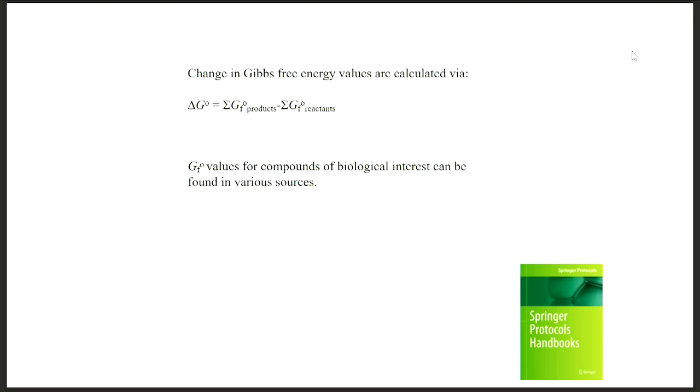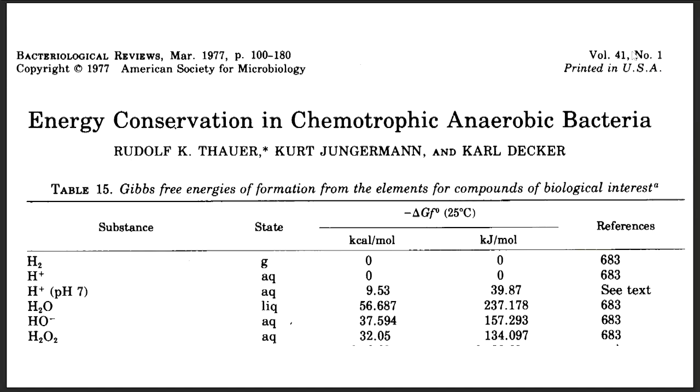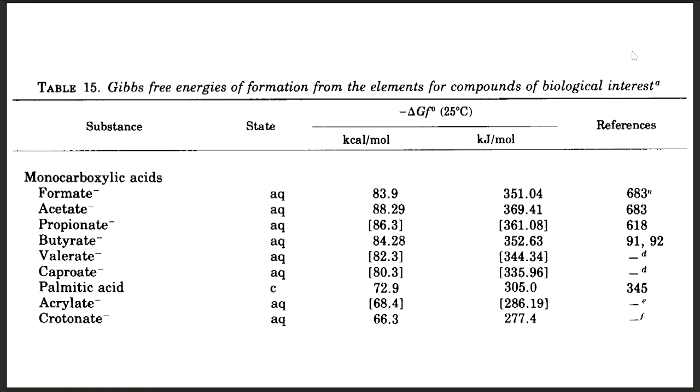First, the standard values for products and reactants. Those you can find in tables, most of the time. A very famous one is this review by Rudolf Thauer, who lists all these values, also for organic compounds, in kilocalories per mole and in kilojoules per mole, all at 25 degrees. You have to remember that he uses a negative sign because almost all those values are negative, so you have to put a negative in here.